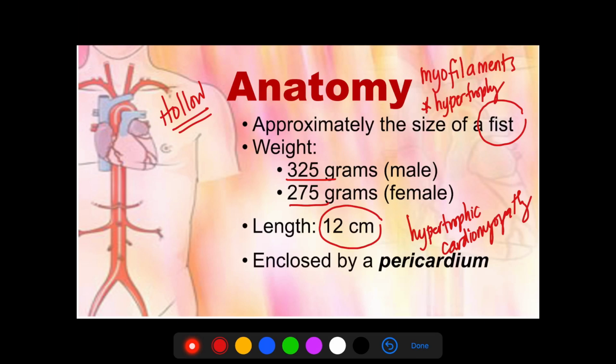And also, if this is your heart, so we can see here that the apex of the heart, this one, so the apex of the heart is directed toward the left hip. Okay, so that's for the location and anatomy of your heart. And also, your heart is enclosed by this sac, so pericardium.